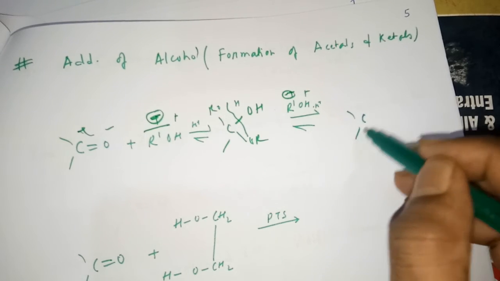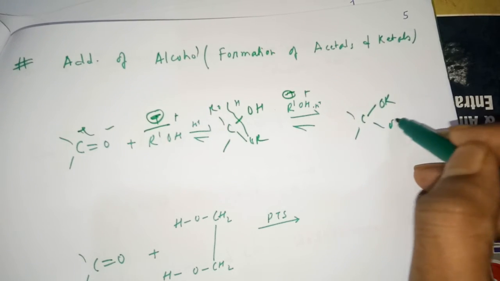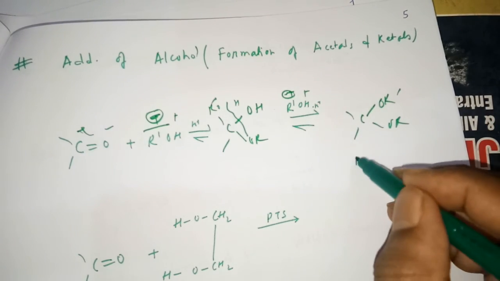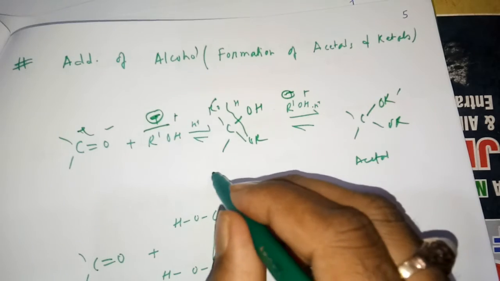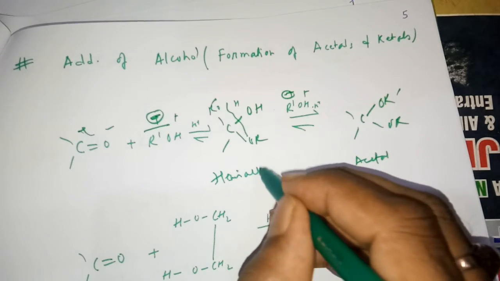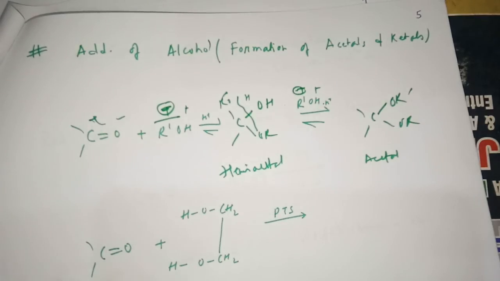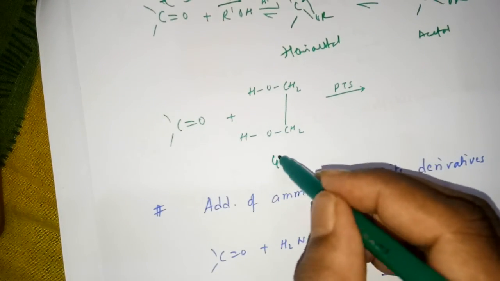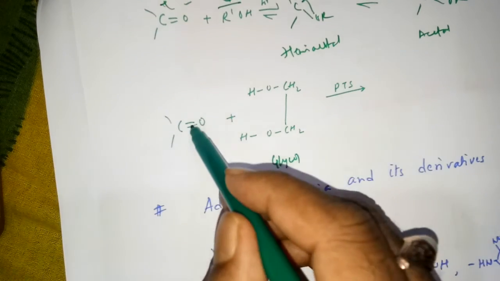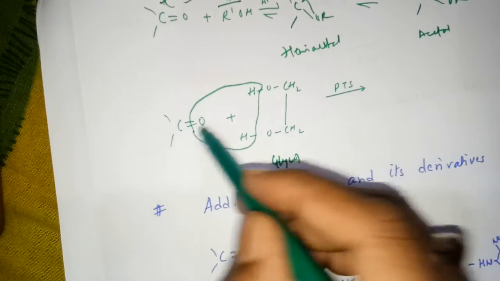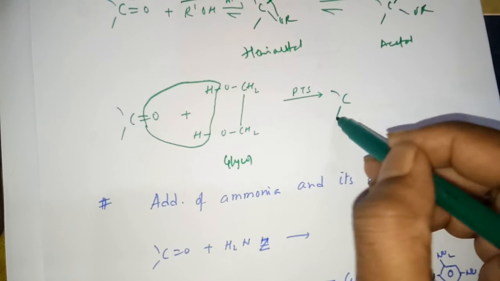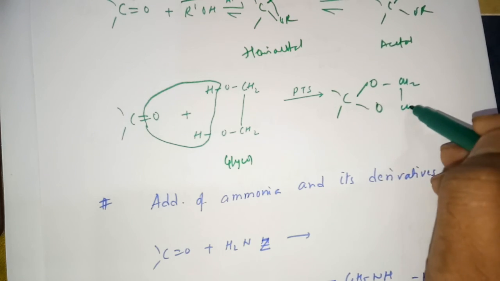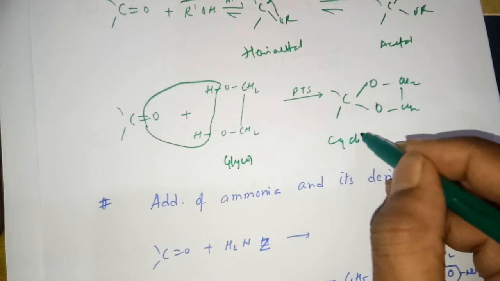So if I put RO dash, this is your acetal, and this is hemiacetal. Now ketone does not react with the alcohol, it directly reacts with the glycol. There is a loss of water and we get the product like that. This is called cyclic ketal.